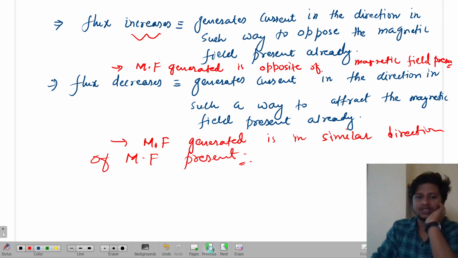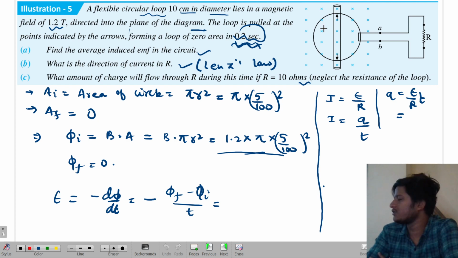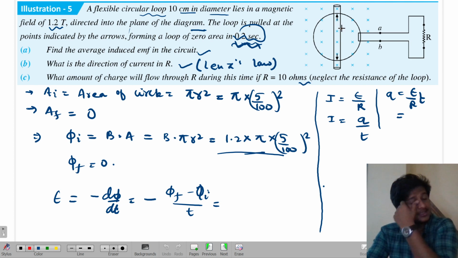So now look over here. This question, particularly this question. What is happening in this particular question? The circular coil was getting compressed or not? Tell me yes or no. If it is getting compressed, is the flux decreasing or not?